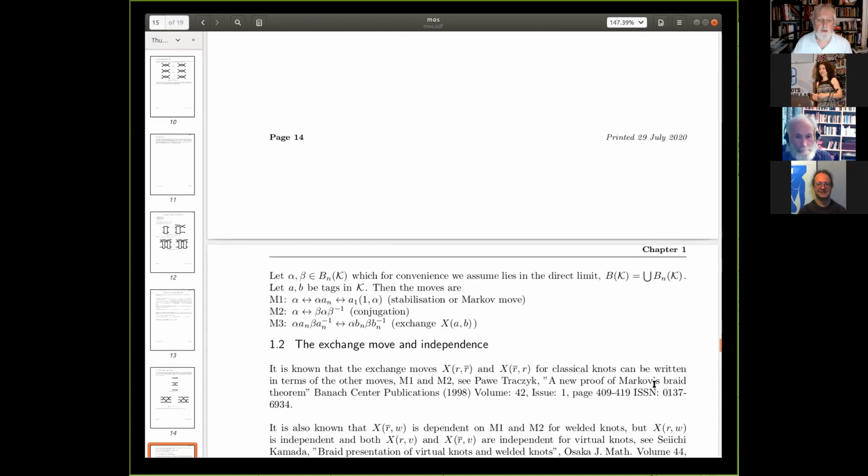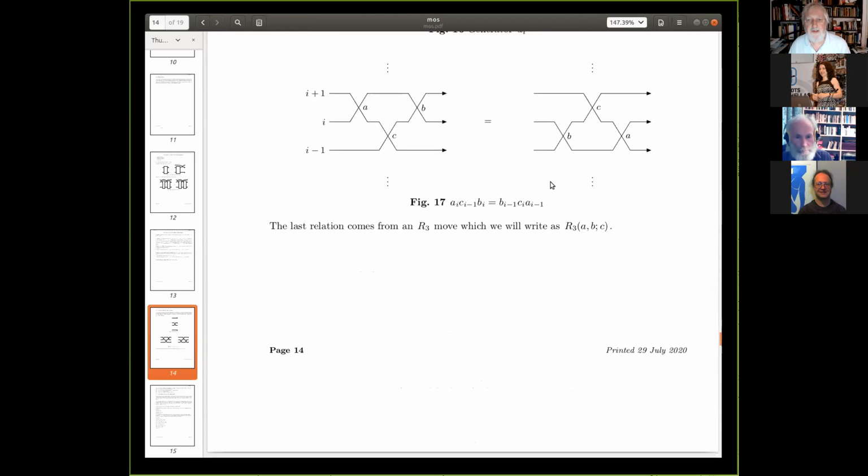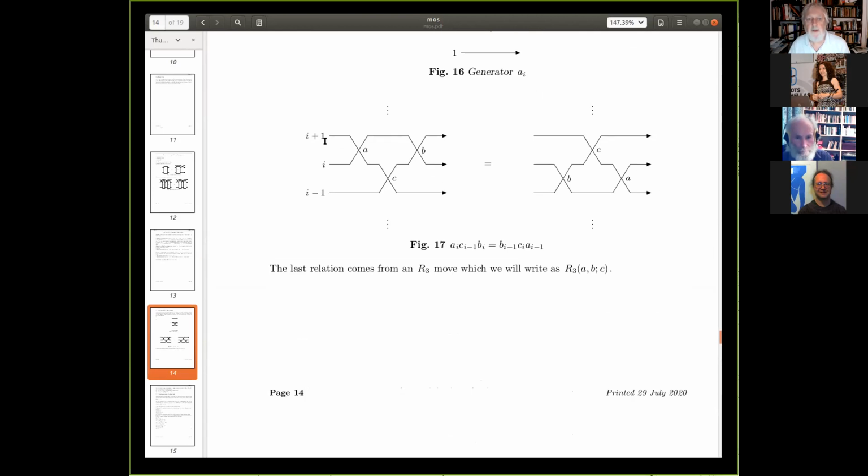Okay, now that move is directed, is it not? Yes, yeah, they all go from left to right. Okay.